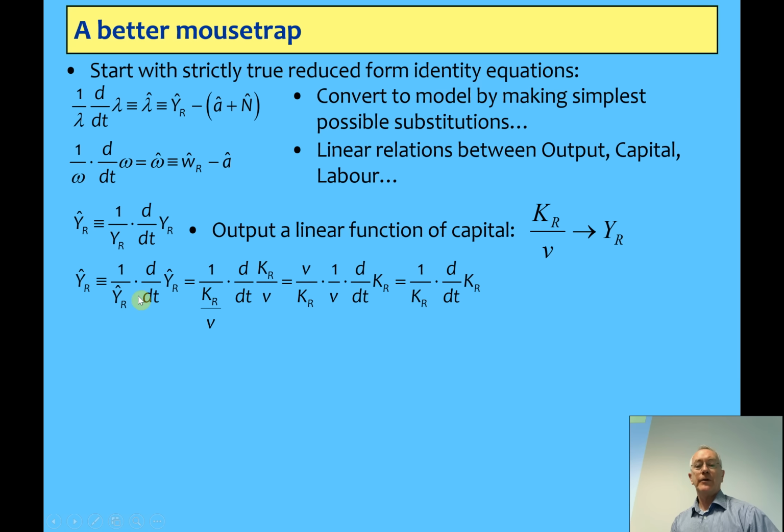So again, I've got to edit that mistake out here, but where I've got y_r, I substitute kr divided by v. Okay, so I've now got 1 over kr divided by v multiplied by the differential of kr divided by v. Well, v is a constant, so I can take it outside the differential. I know those two v's cancel. So I've converted the rate of growth of real output to the rate of growth of the capital stock. And that's when there's a linear relationship between the two. That makes eminent sense. They're both going to be growing at the same rate.